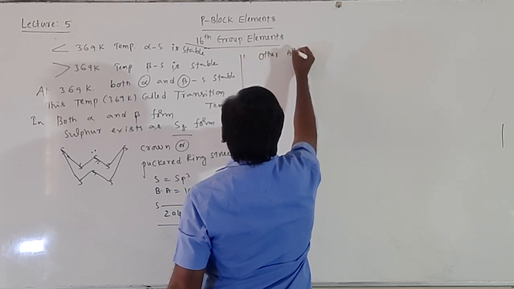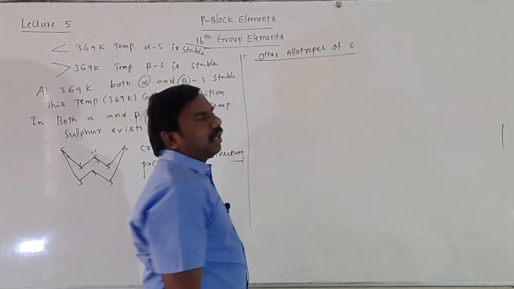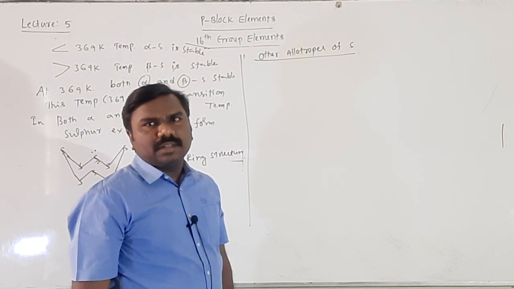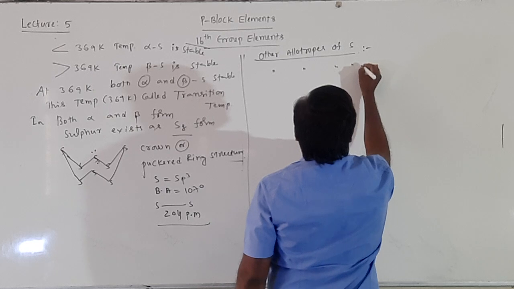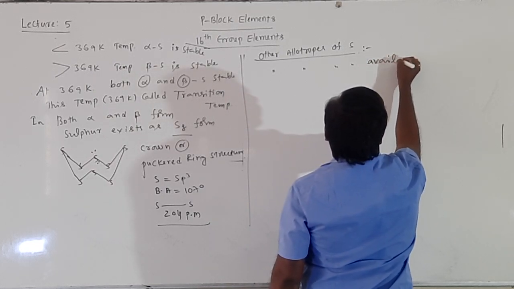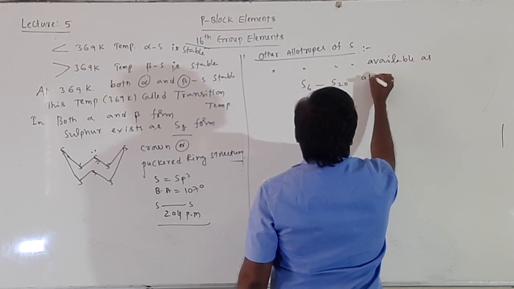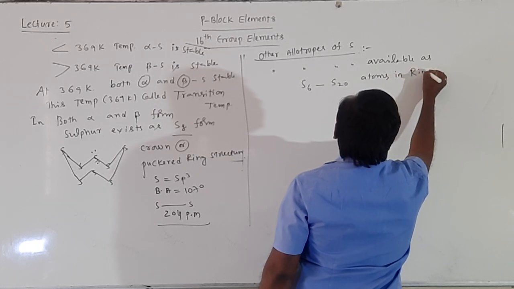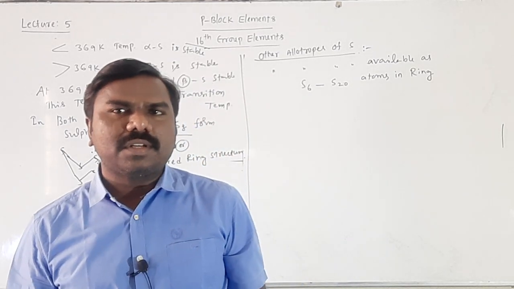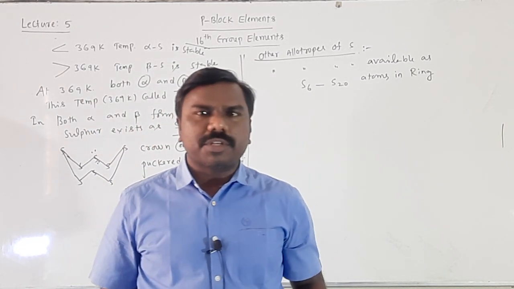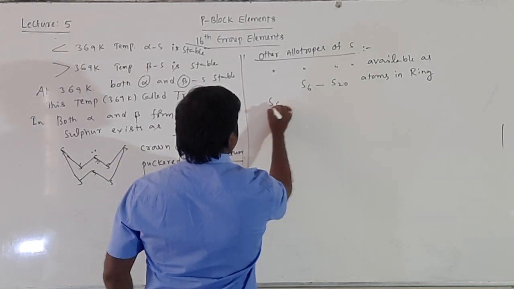Other allotropes of sulfur can exist as S6 to S20 atoms in the ring. It means the ring contains 6 sulfurs, 7 sulfurs, 8, 9, 10, up to 20 sulfurs also possible in that ring. Among them the first one I am taking is S6.